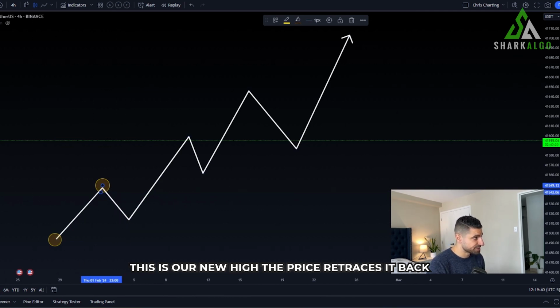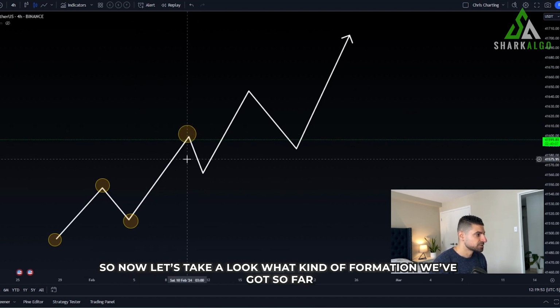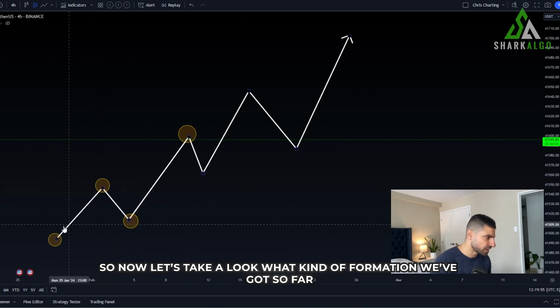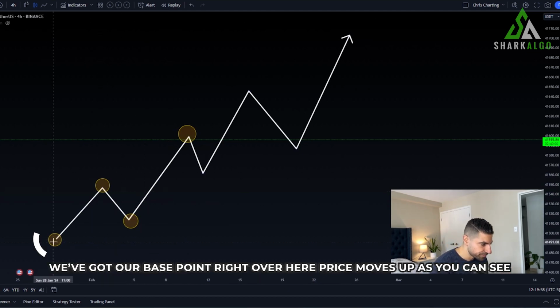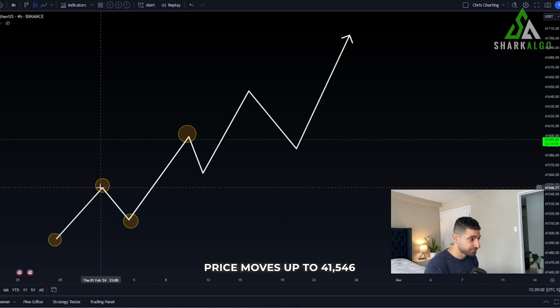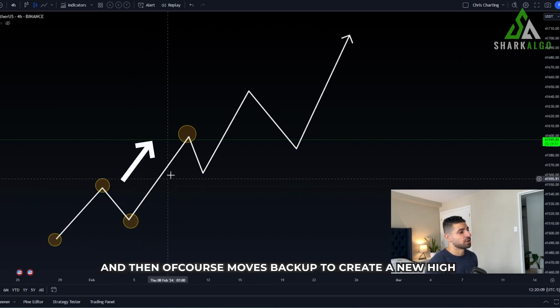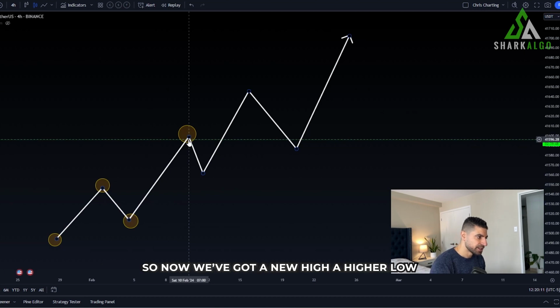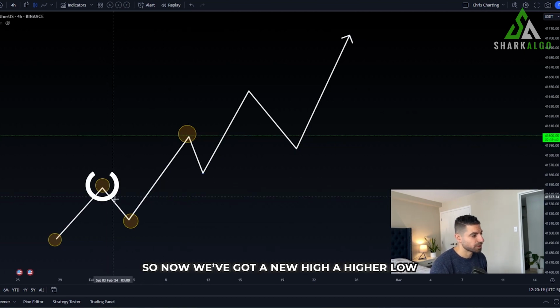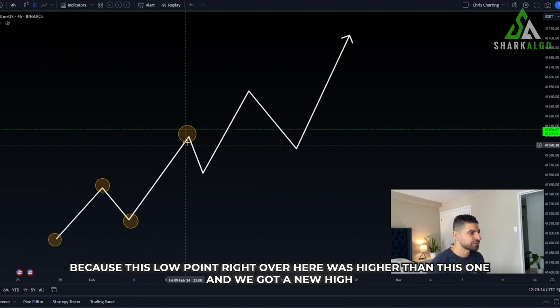The price retraces back. Let's go ahead and put a circle there. And this is where the price moves back up to create a new high. Okay, so now let's take a look at what kind of formation we've got so far. We've got our base point right over here. As you can see, the price moves up to 41,546, retraces back to 41,514, and then of course moves back up to create a new high. So now we've got a new high, a higher low, because this low point right over here was higher than this one, and we've got a new high.